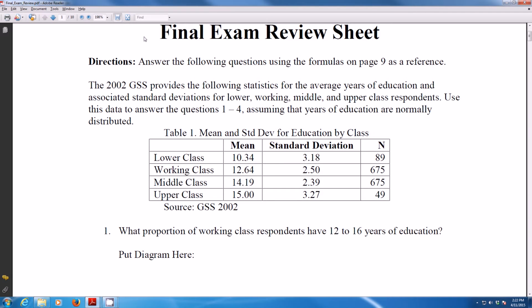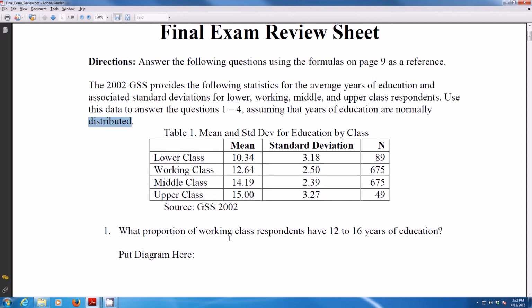This video is the review for the final exam. And so for the first series of questions, we're supposed to use the data in Table 1. Table 1 gives us the mean and standard deviation for levels of education by social class. And we're told to assume that years of education are normally distributed.